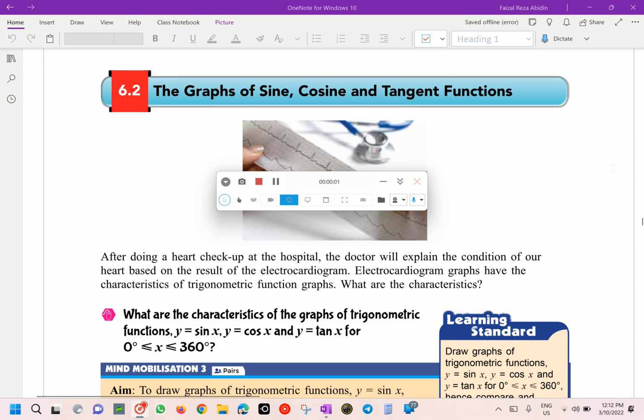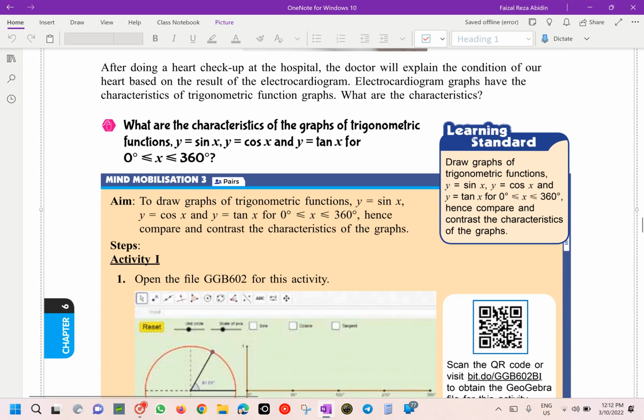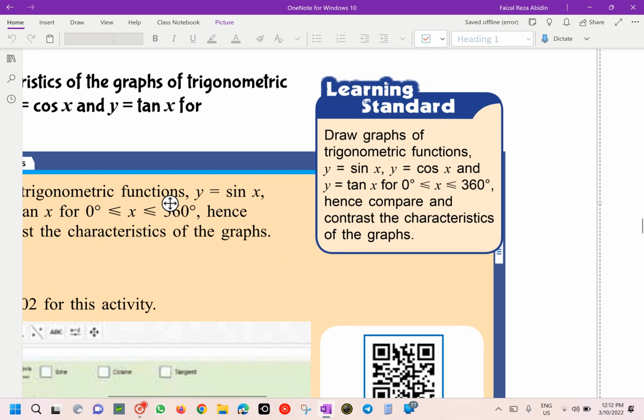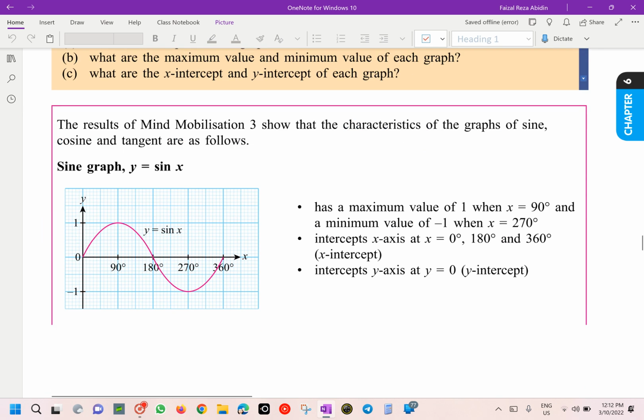Okay, so we are going to look at 6.2 over here, the graph of sine, cosine, and tangent functions. For the learning standard over here, draw the graph of the trigonometric functions y equals sine x, y equals cos x, and y equals tan x, for x less than or equal to 360 degrees and more than or equal to 0 degrees. This one is given already.